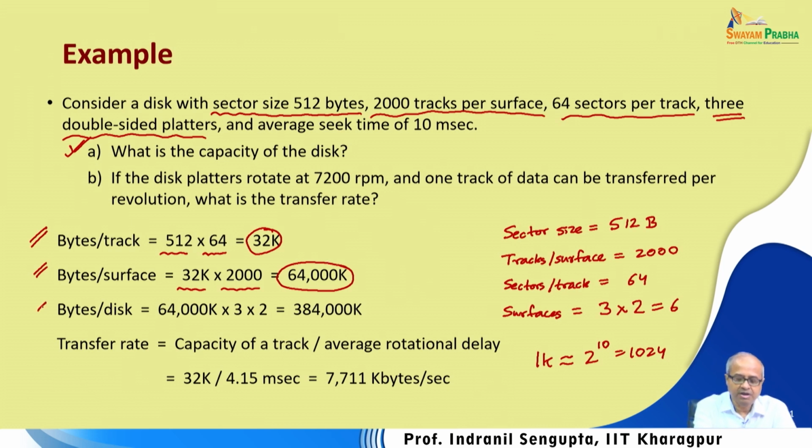So, the total capacity of the disk will be the capacity of one surface, 64,000 K, multiplied by the number of surfaces, which is 3 into 2. So, if you multiply, the figure comes to approximately 384 megabytes.